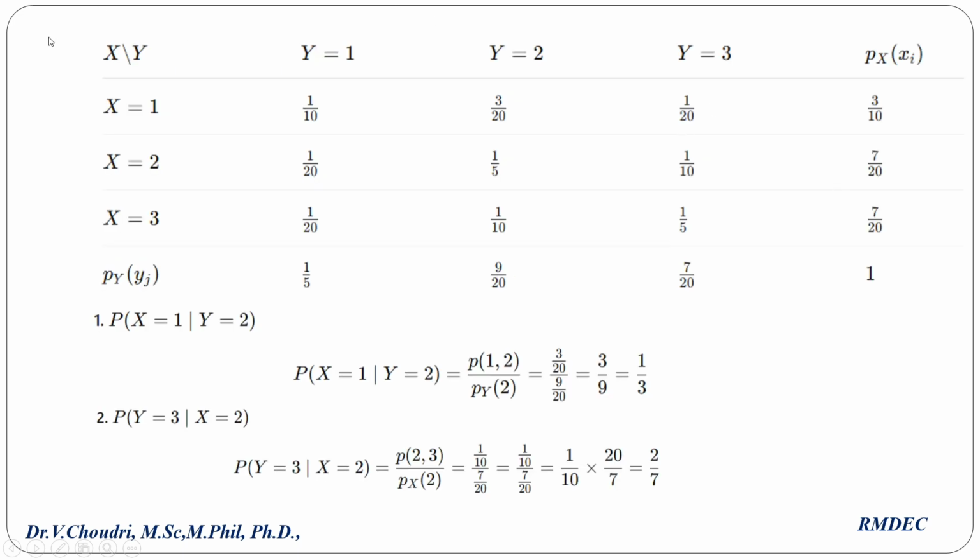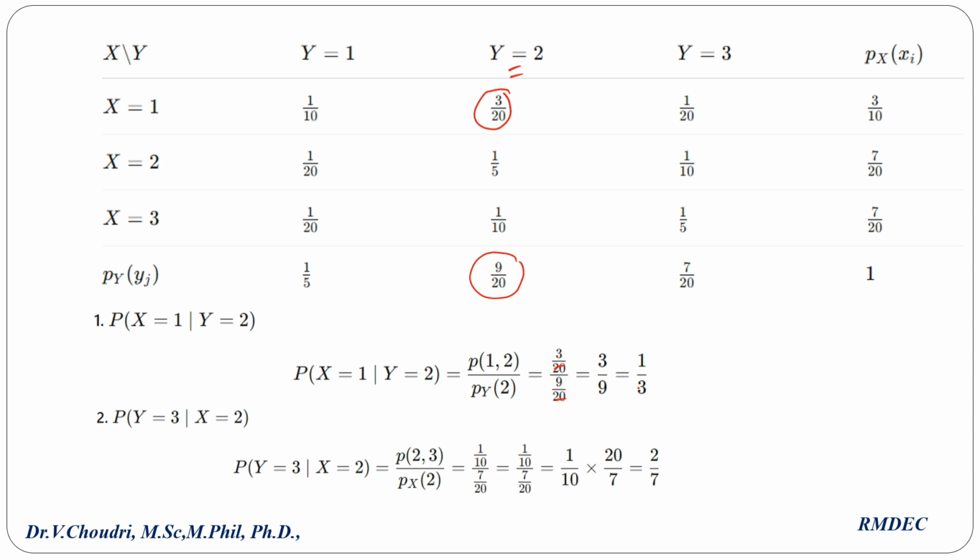Okay, let us see the previous example. 1/10, 3/20, 1/20, take these values. Now I want to find the conditional probability of x equal to 1 when y equal to 2. When y equal to 2, what is x equal to 1? It is 3/20. What is the condition? The joint value for x equal to 1, y equal to 2 is 3/20. The corresponding marginal function value is 9/20. So 20 will be cancelled.